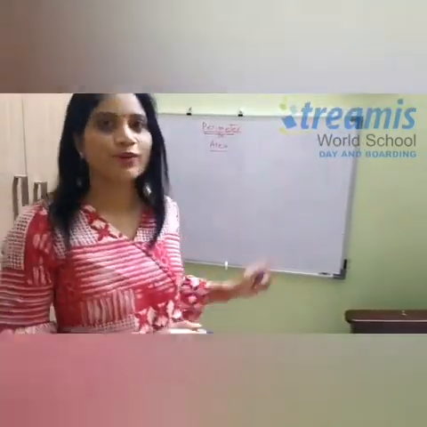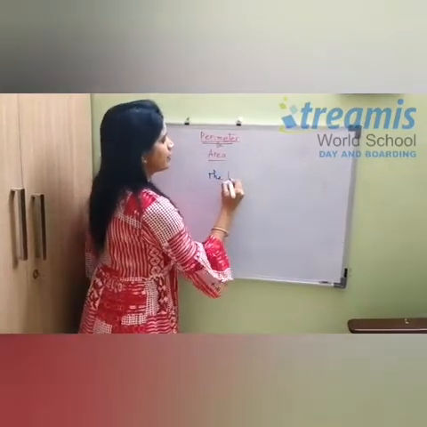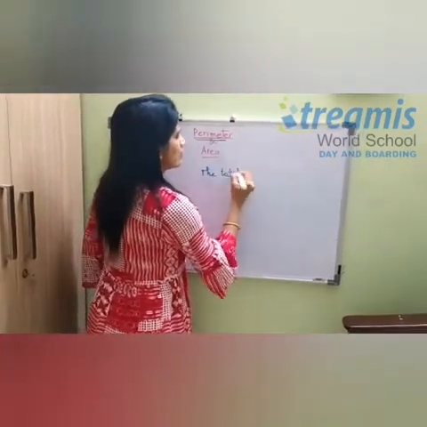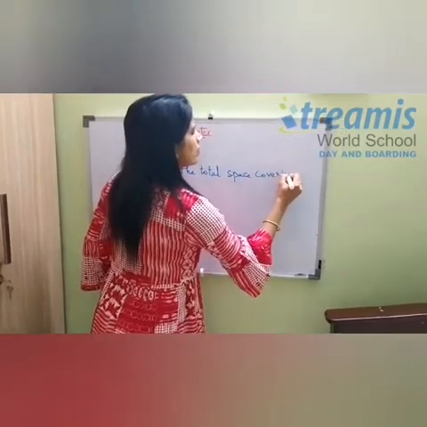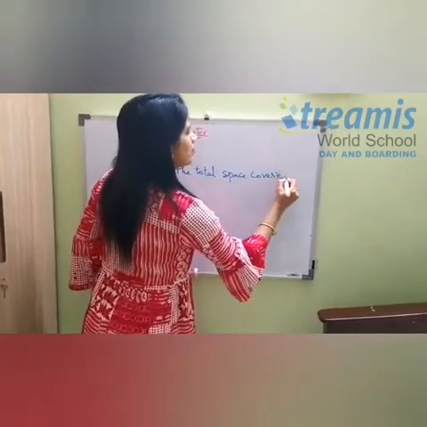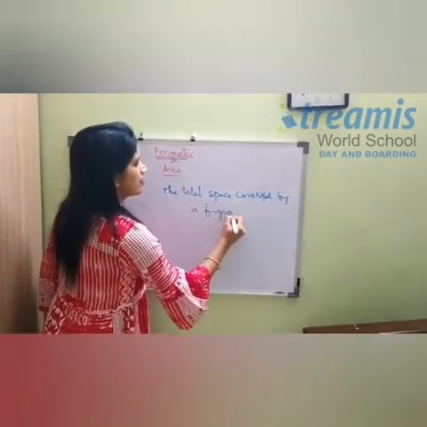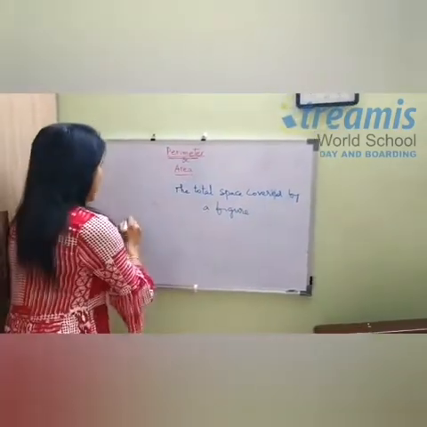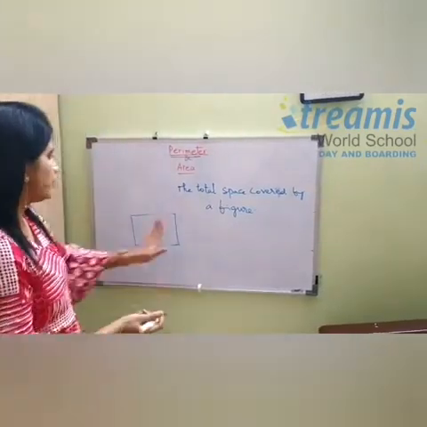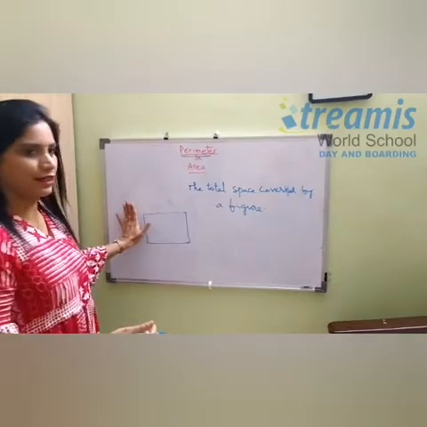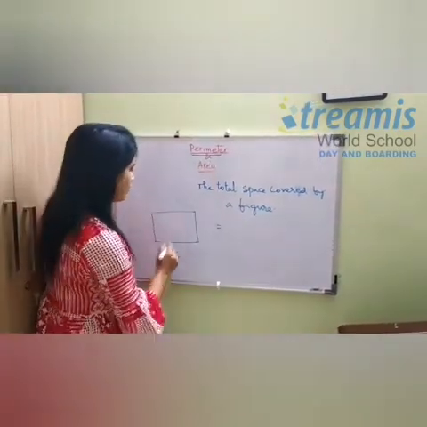Now coming to area. Area is the total space covered by a figure. For example, let me take a rectangle here. The total space that is covered by this rectangle. Let us take it in this way. So how do we calculate the area for this figure?